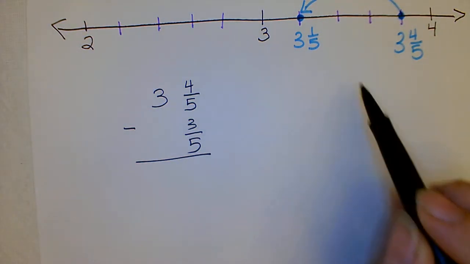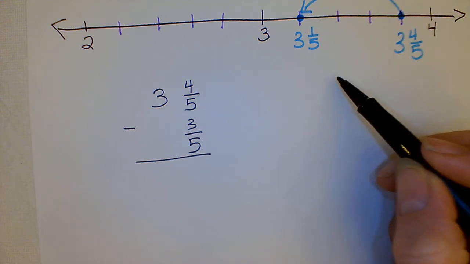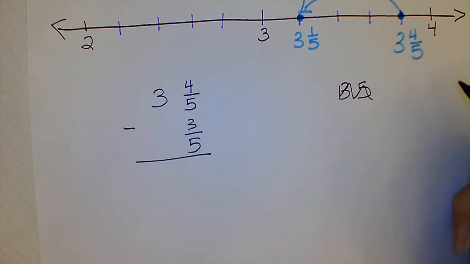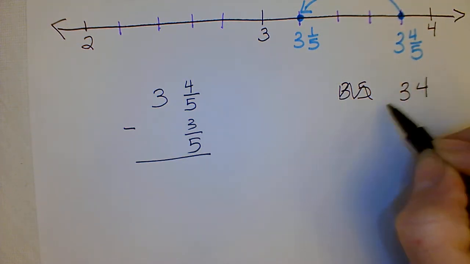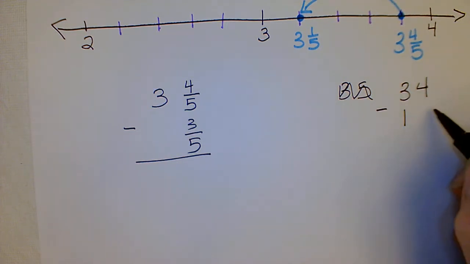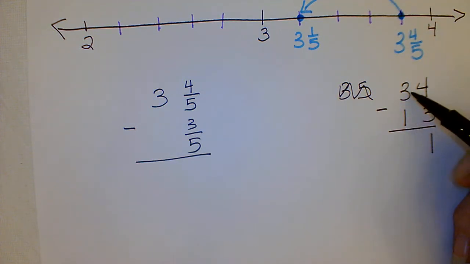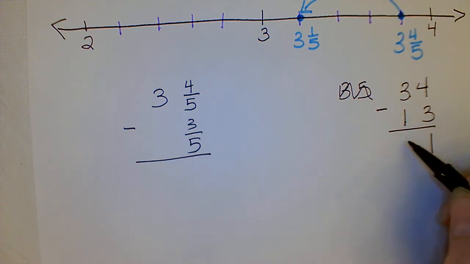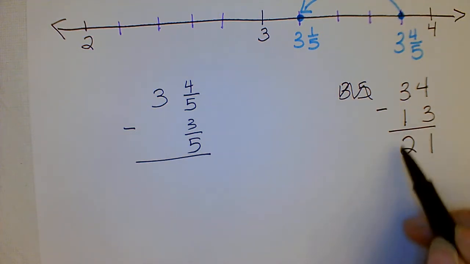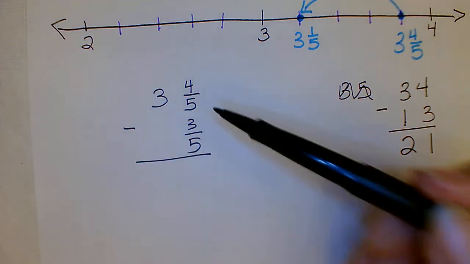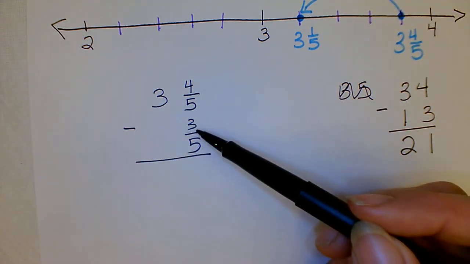I want to just compare this to doing another math problem. So let's say that we were subtracting, let's do 34 and we're subtracting 13. So first you would do your ones, so you do 4 minus 3, so 4 ones minus 3 ones leaves you 1 one, and then you would have done your tens. 3 tens minus 1 ten would leave you 2 tens, which is 20. So we'd have 21. So similarly, when we're doing fractions, we're going to first work here with 4/5 minus 3/5.